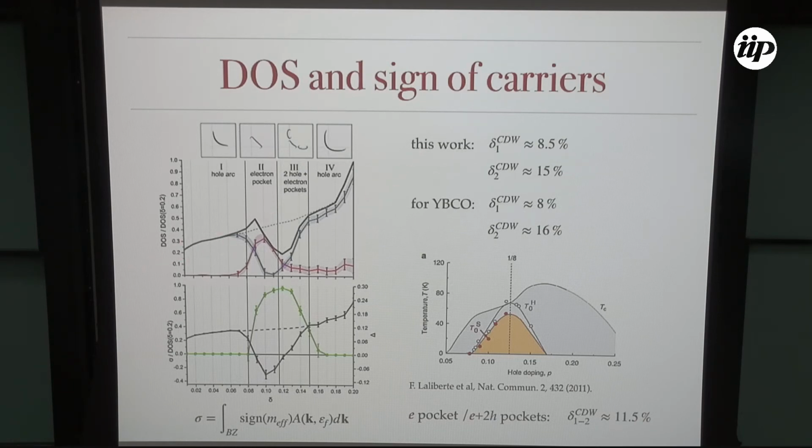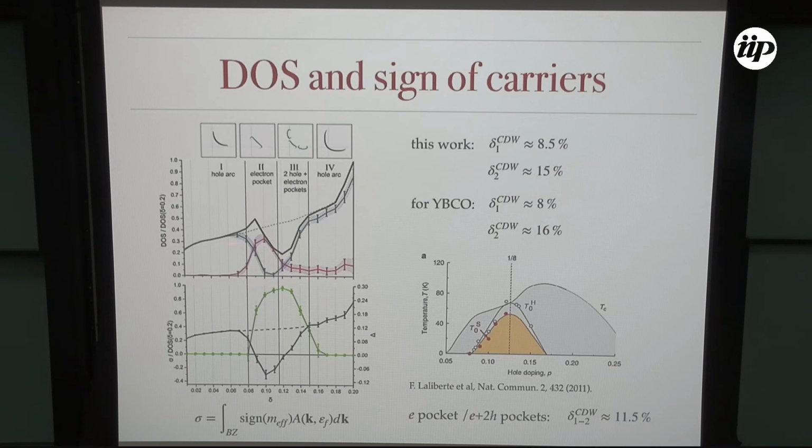Here you can see the two critical doping levels of the CDW phase. The first is 8.5%, the point where the CDW phase starts, and the second is where it finishes. Also there is one more point. It's not a phase transition, but it's a special point where the electron pocket becomes the electron pocket plus two hole pockets.